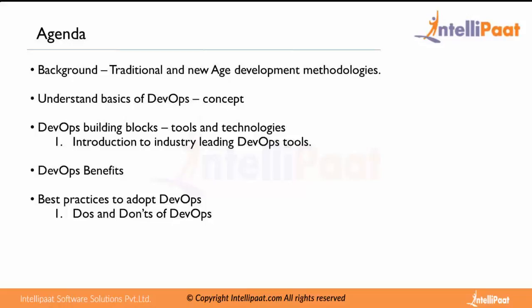So today we will be looking at traditional and new age development methodology: agile, what is agile, and what was earlier a typical waterfall, and how the agile development methodology got into practice, and how to make agile development methodology a success. How is DevOps going to help, and why do we look at DevOps as a tool to make the agile development practice a success.